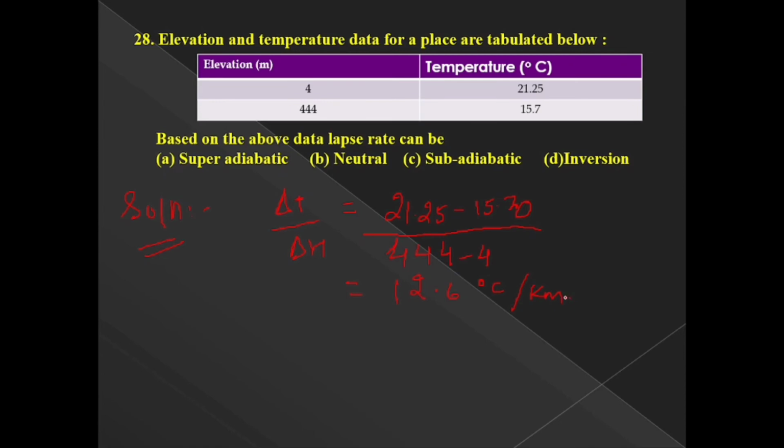So this is more than the dry adiabatic lapse rate, that is 9.8 degrees centigrade per kilometer. This is more. Okay, you can say that the system is a super adiabatic system, which is a very unstable situation. Super adiabatic system and unstable situation is there in this particular problem. So now let's move towards question number 29.